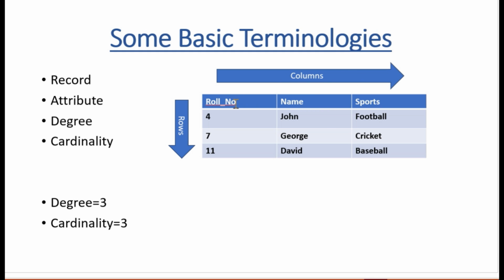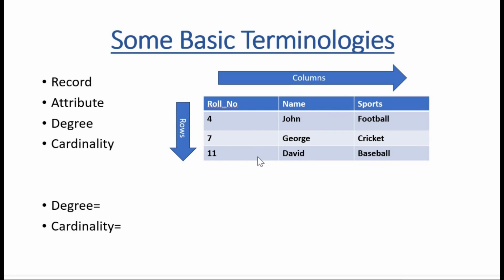The roll number column contains only and only roll numbers. Similarly, name contains only and only the name of the person, not the sports, not anything else. Similarly, sports contains the sports. And we have the rows, which contain the information such as roll number, name, and the interest in the sports that the person has.